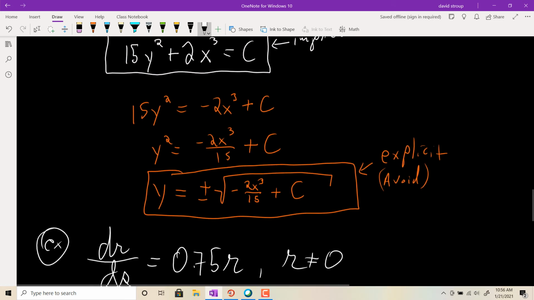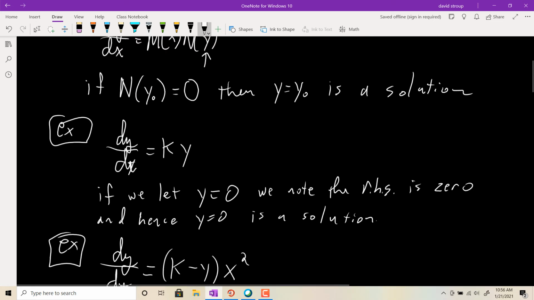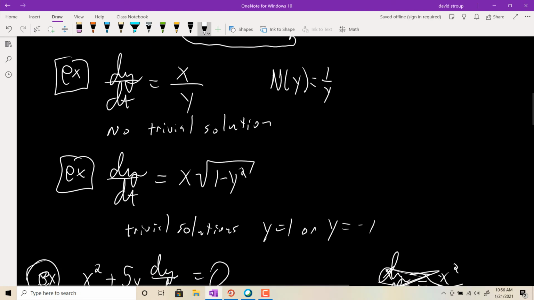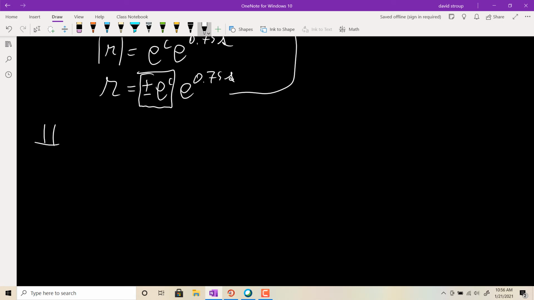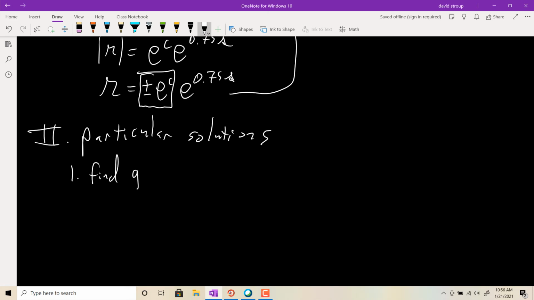Okay, so that's finding general solutions to separable differential equations. Let's move on to finding particular solutions. So, particular solutions to separable. Okay, so the first thing you're going to do is find a general solution. And then you're going to use the initial conditions to get your answer. Basically what you're doing is solving for C.